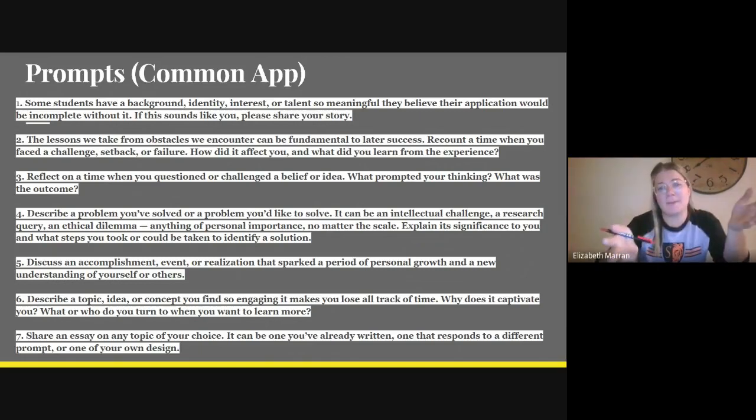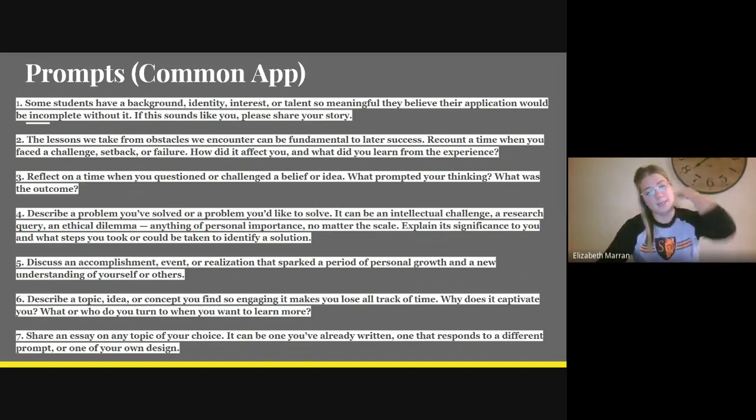Something I like about the Common App is at the bottom it says, share an essay on any topic of your choice. It can be one you've already written, one that responds to a different prompt, or one of your own design. So if you're a really creative thinker, or if you have an essay that you've already written about yourself in one of your English classes and it really is something you feel proud about, maybe you talk with your counselor about that essay and that's what you use for the Common App. So a lot of different options, but I will tell you, you are going to be talking about yourself.